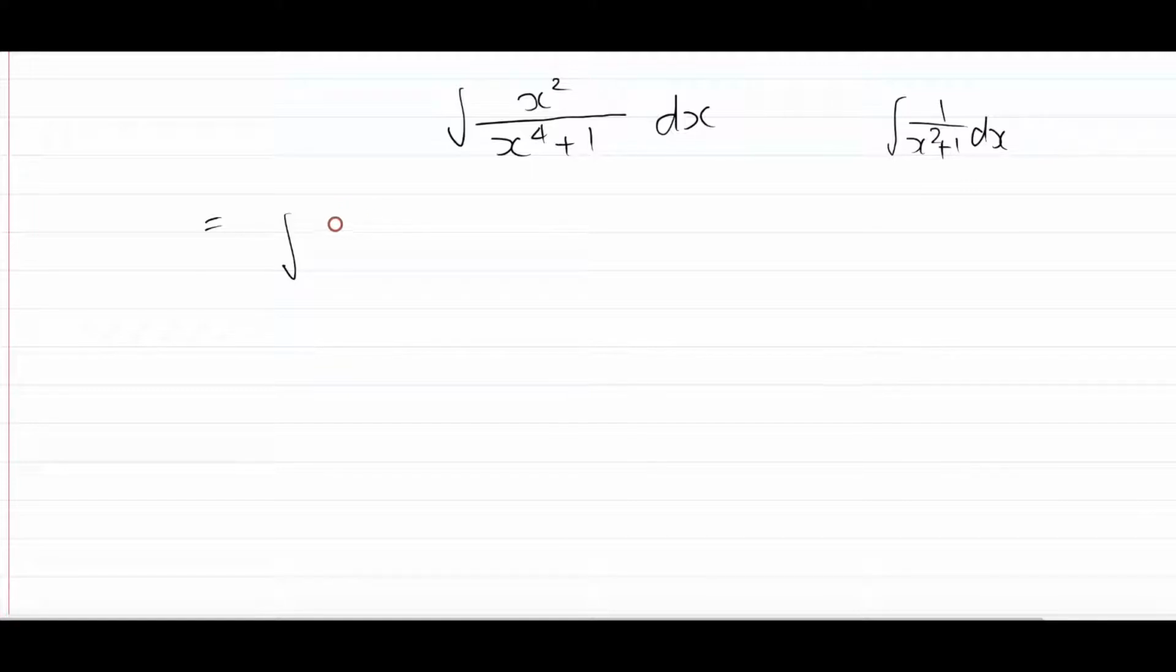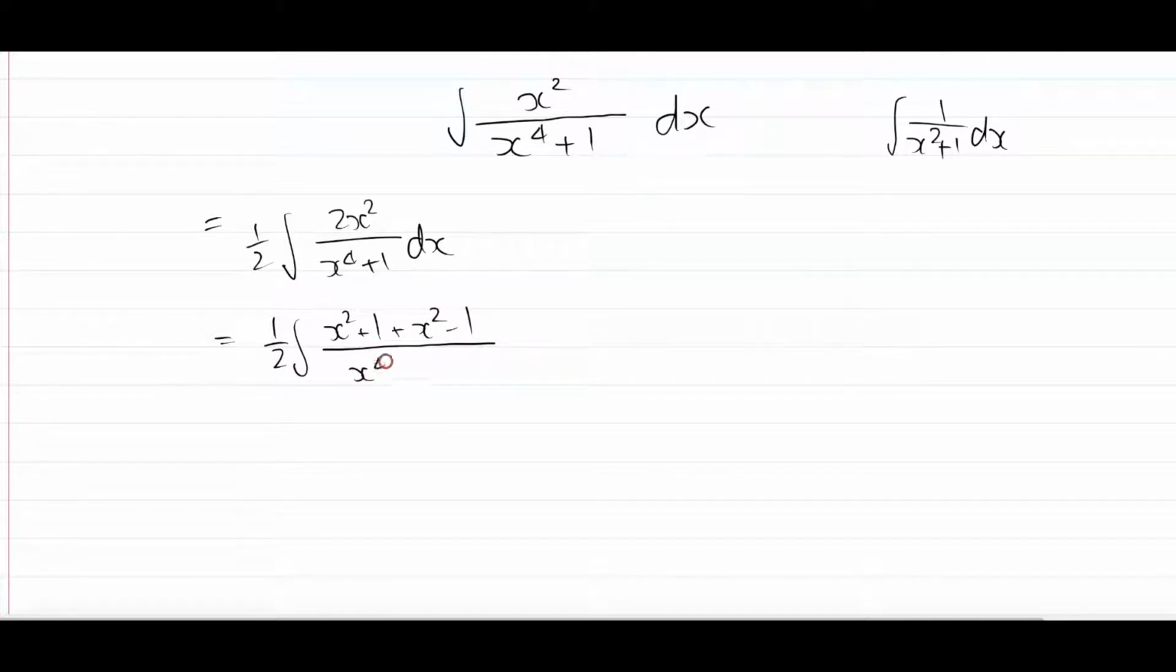Right, the first thing you want to do is times it by 2, so we'll see how this comes about later. Of course, if you times something by 2, you have to divide it by half so that you don't change the fundamental of the question. Afterwards, 2x squared is the same as writing x squared plus 1 plus x squared minus 1, over x to the power 4 plus 1 dx. x squared plus x squared, and plus 1 minus 1 is 0. So it's still the same thing, we're not changing the maths.